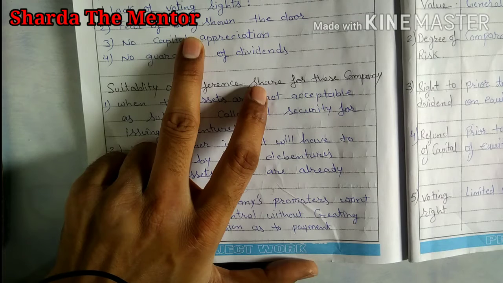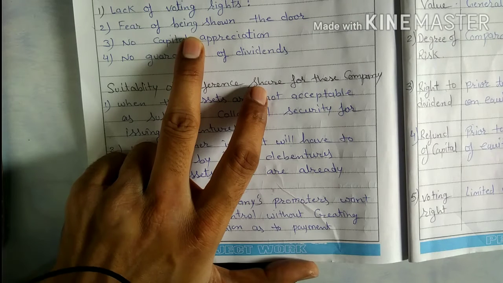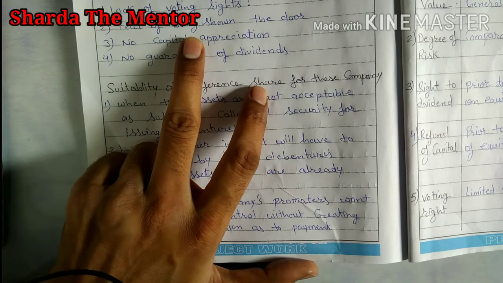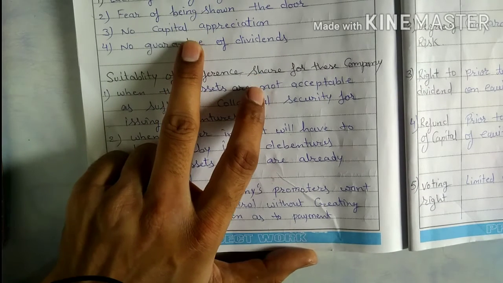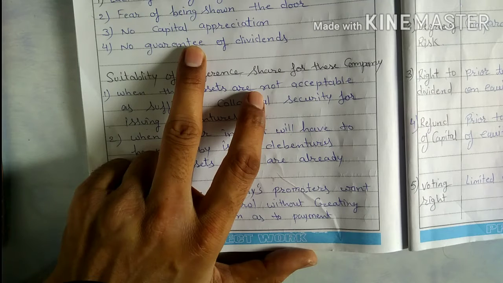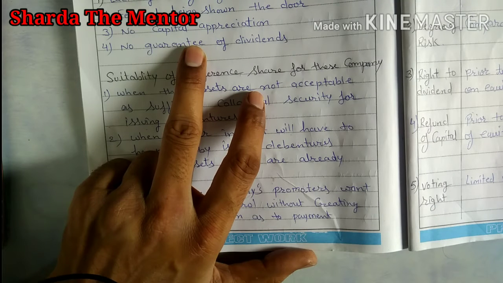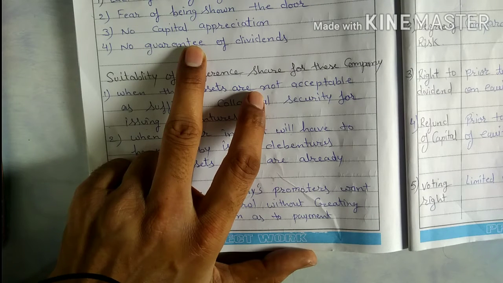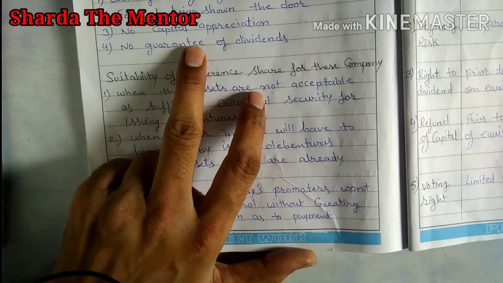So when the company does not require their capital, or the company has excess amount, the company can return their amount. So that is the fear of being shown the door. Whenever the company does not require their capital, it can repay or redeem the share, and that is another fear for the preference shareholder.